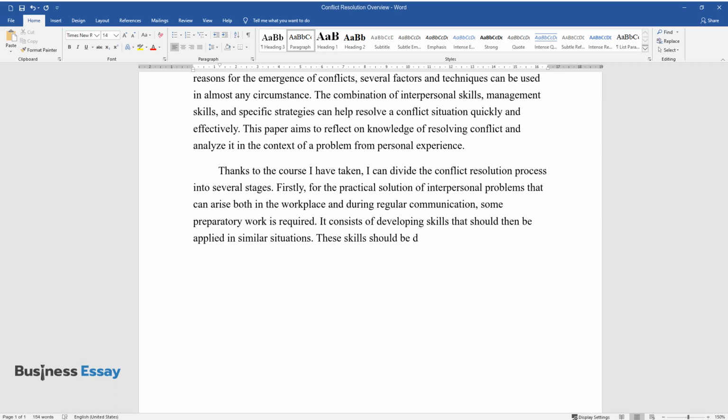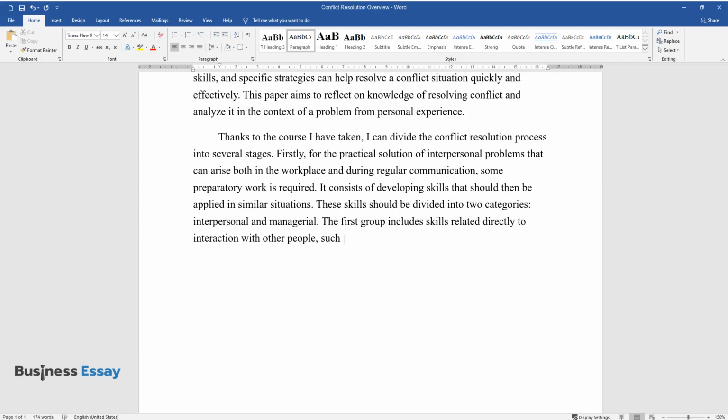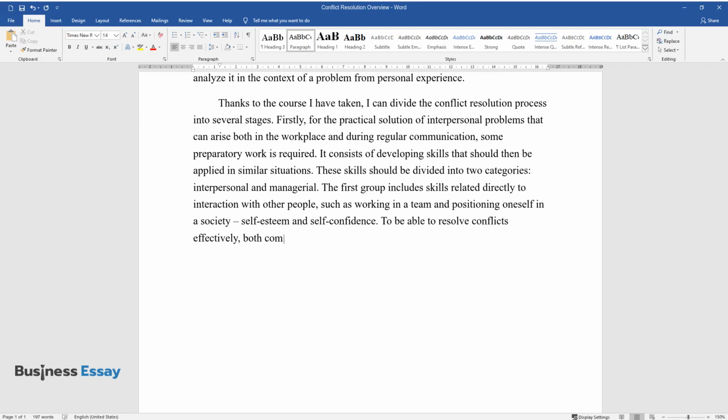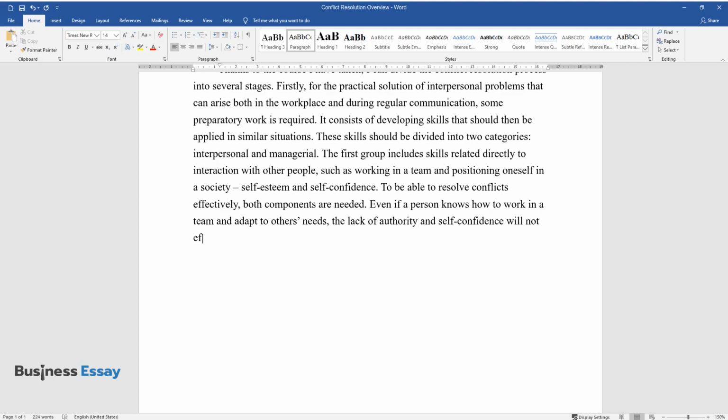These skills should be divided into two categories, interpersonal and managerial. The first group includes skills related directly to interaction with other people, such as working in a team and positioning oneself in a society, self-esteem and self-confidence. To be able to resolve conflicts effectively, both components are needed. Even if a person knows how to work in a team and adapt to others' needs, the lack of authority and self-confidence will not effectively defend their position.